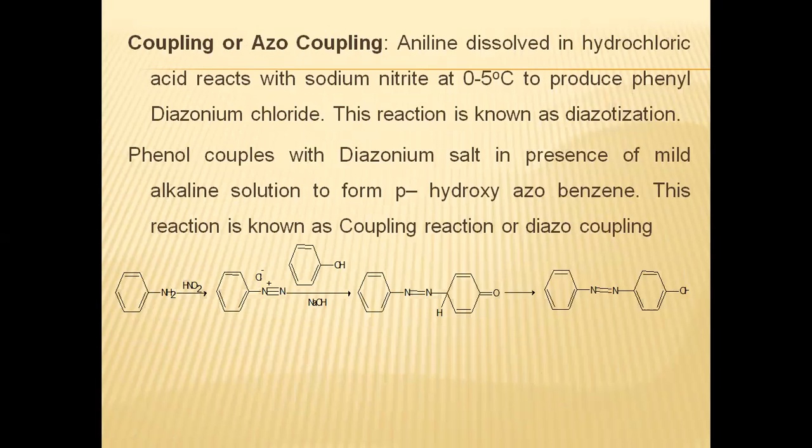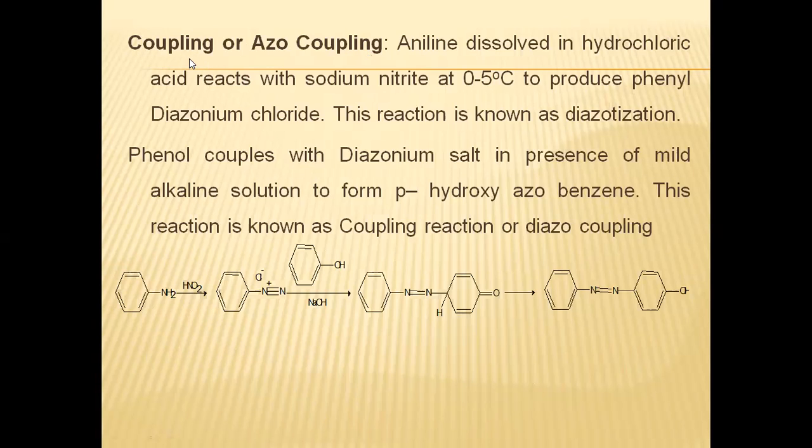The next one is coupling, or azo coupling. It was already discussed in the preparation of phenol. After the diazonium chloride, which we already discussed in the previous one, this diazonium chloride is again treated with phenol at 0 to 5 degrees centigrade. We get the azo dye. Azo dye is forming.